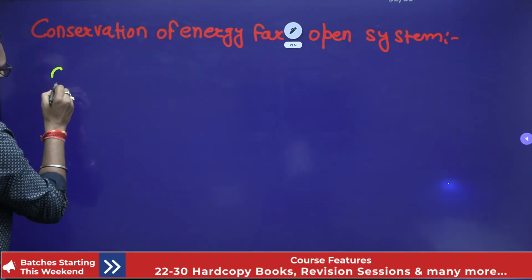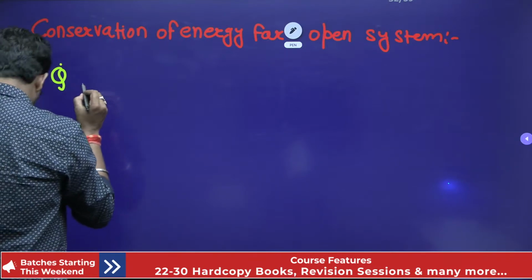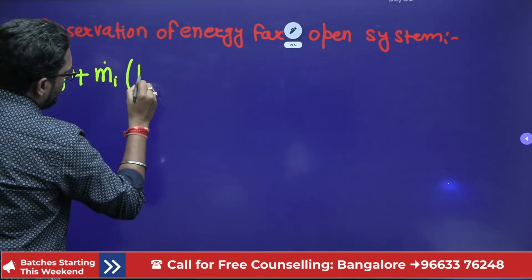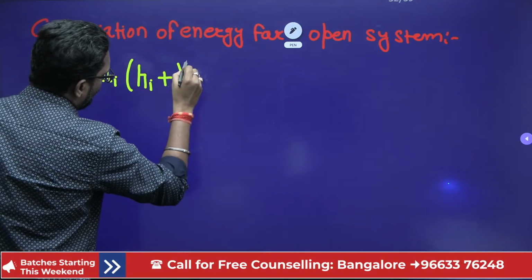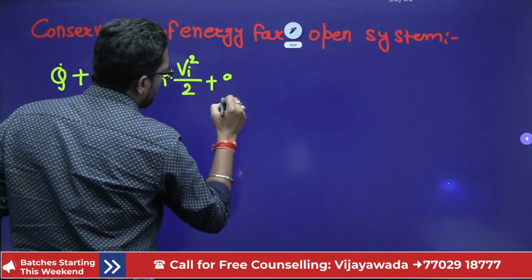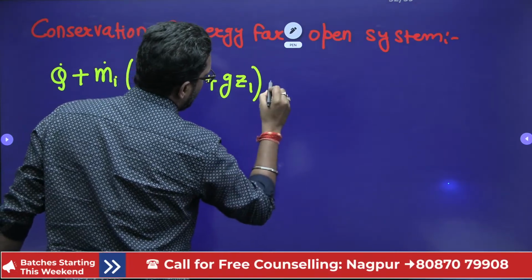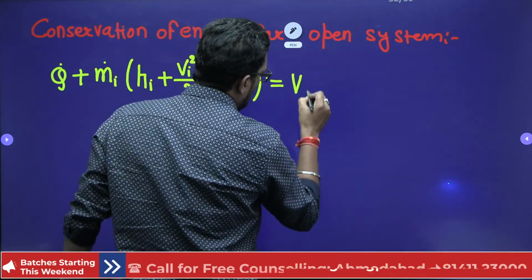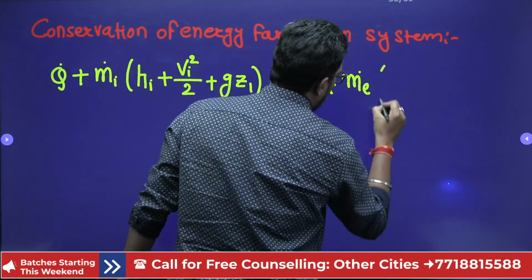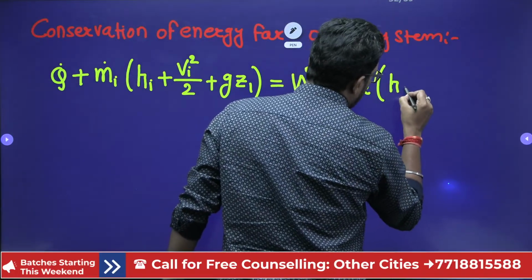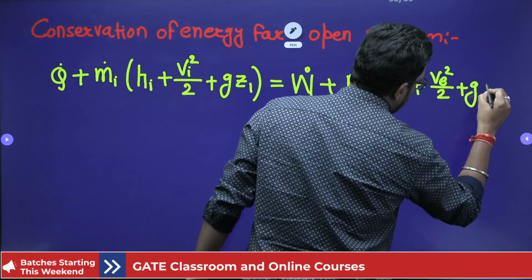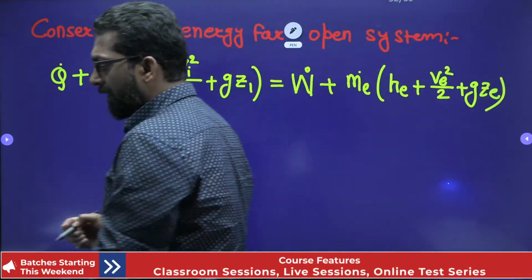So heat Q dot, we know that Q dot plus m dot i into (hi plus Vi square divided by 2 plus g Zi) at inlet is equal to W dot plus m dot exit into (h exit plus V exit square by 2 plus g Z exit). This is the conservation of energy at a section.